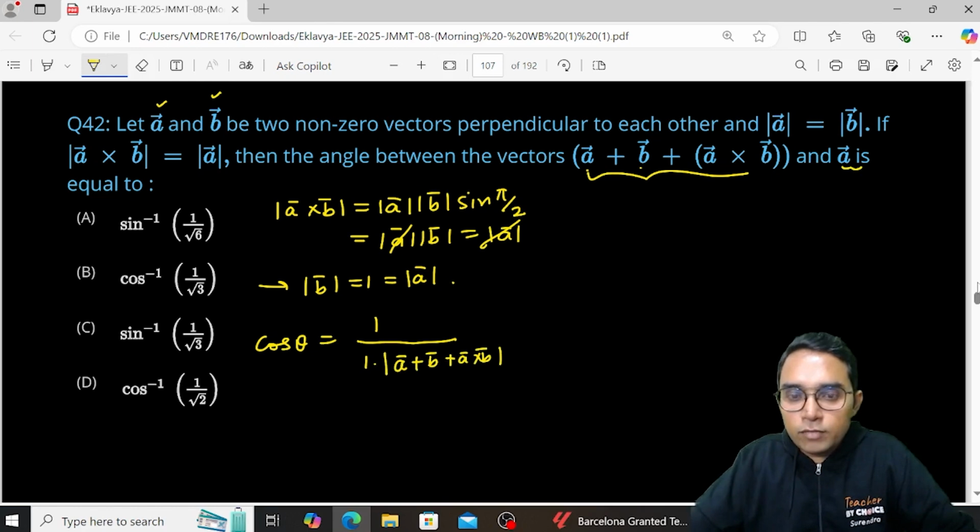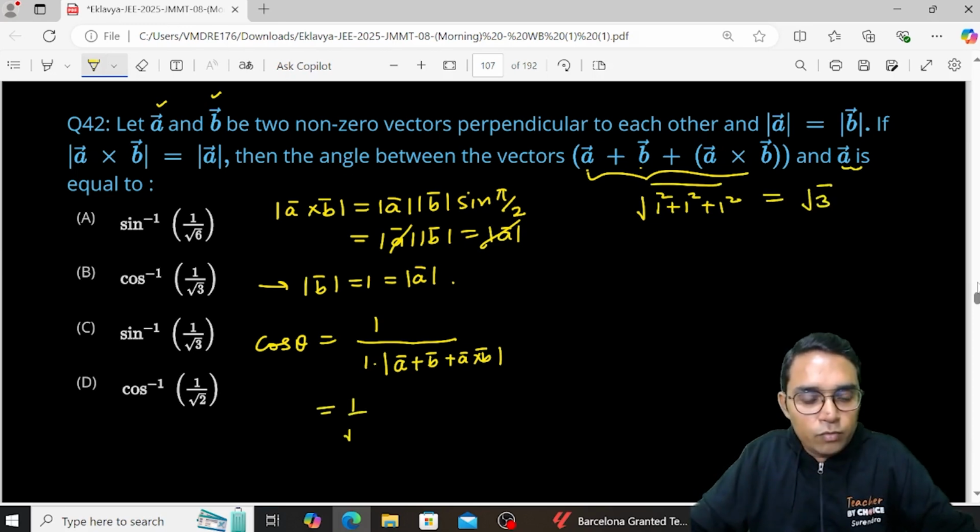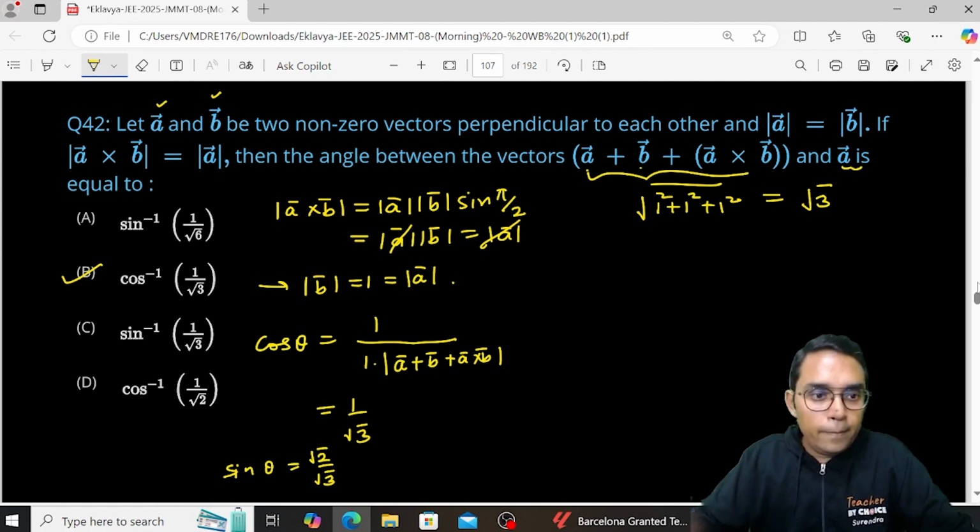Now to find the magnitude of this, I think we can use the analogy of i cap plus j cap plus k cap, whose magnitude is nothing but root over 1 square plus 1 square plus 1 square, that is root 3, because they are three mutually perpendicular vectors. So we can definitely do it this way also. So here cos theta will be equal to 1 upon root 3. So the answer here is B. Okay, sine inverse 1 upon root 6, I think cos inverse 1 upon root 3. If you write in terms of sine theta, it will be root 2 upon root 3 actually. So in terms of sine inverse, this is not matching. Why am I doing it? Just to ensure that no other option is also correct. Yeah, so B is the answer.